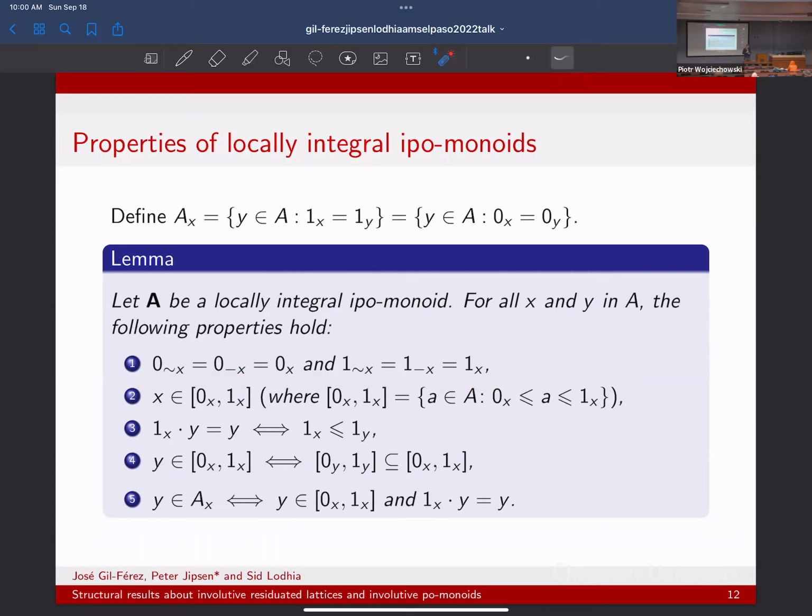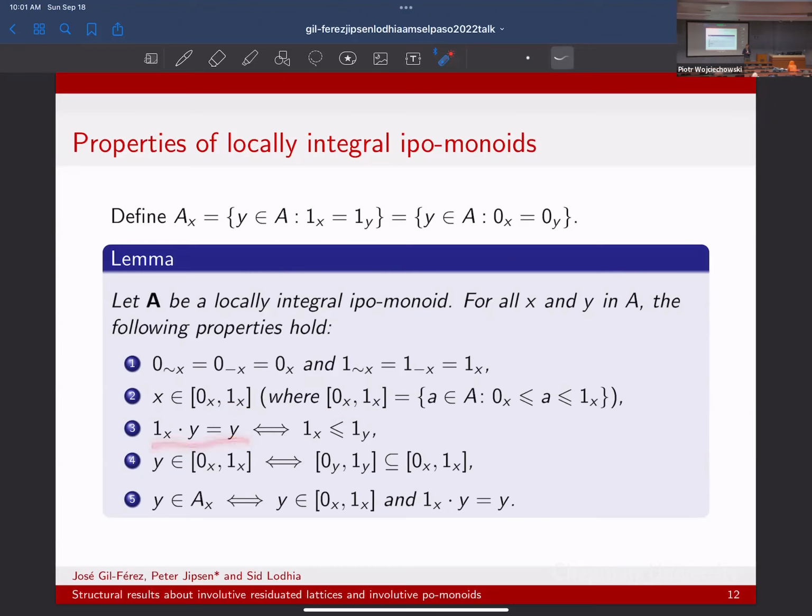And so for example, if you take the local zero of tilde x, that's the same as the local zero of x. So x and tilde x are in the same equivalence class, is what that will tell you. The interval notation is standard. So 0x, 1x is all the elements in between. That's not the equivalence class, but it turns out to be an important set, and x is in there if you're using the local zero and the local identity of x.